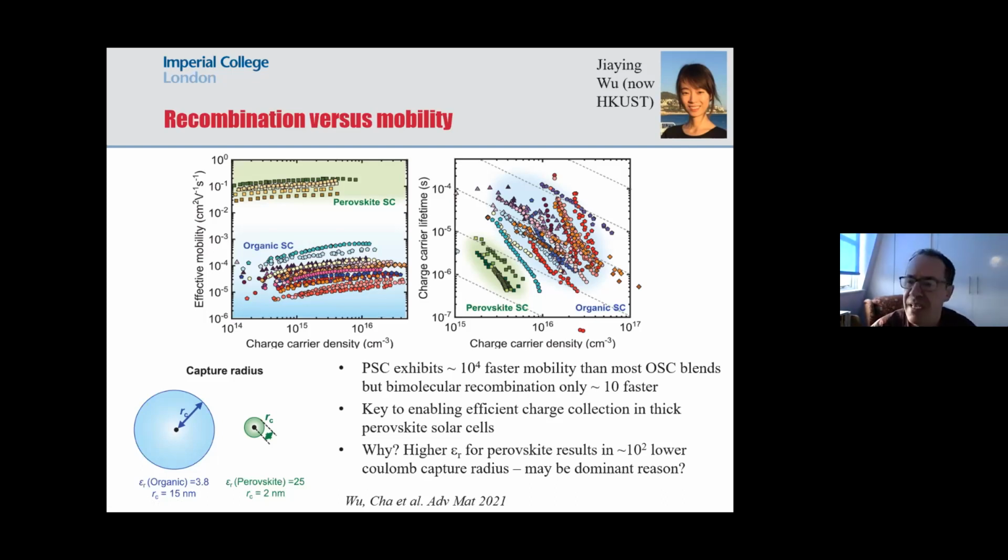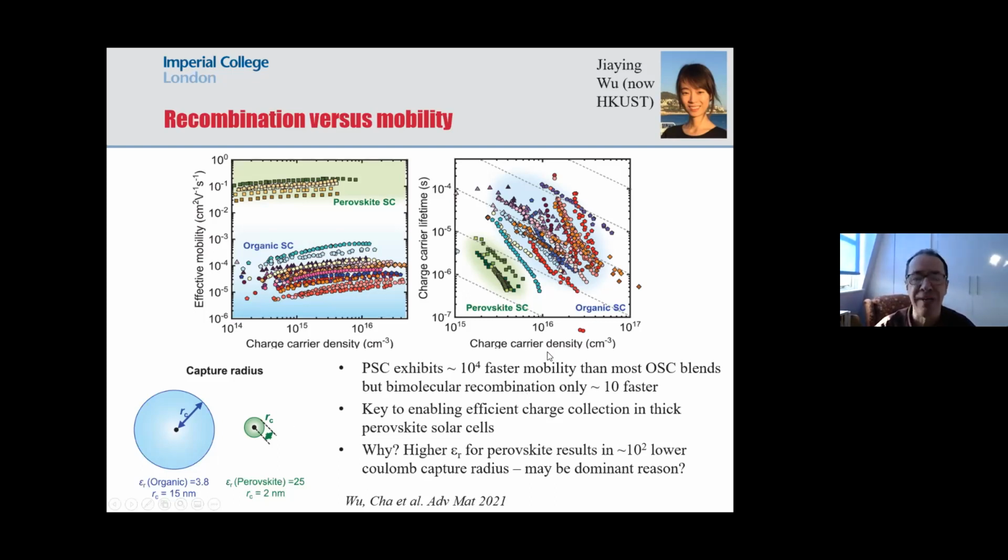I think the key to understanding that is the idea that the higher dielectric constant of the perovskites means that the Coulomb capture radius is far smaller for a perovskite than an organic, which means that even though all those charges are moving around much faster in the perovskites, they very rarely get close enough to actually go into their Coulomb capture radius and recombine.